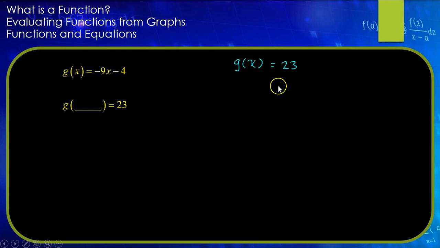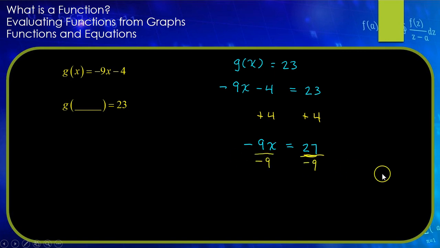So with g of x equaling 23, I know I'm looking for the x value that goes in there. So essentially, I know that negative 9x minus 4 equals 23. I'm looking for the value of x that makes that happen. So I add 4 to both sides of this equation I'm looking to solve, and I get that negative 9x equals 27. I divide both sides by negative 9, and I end up with x equaling negative 3. So basically g of negative 3 equals 23.